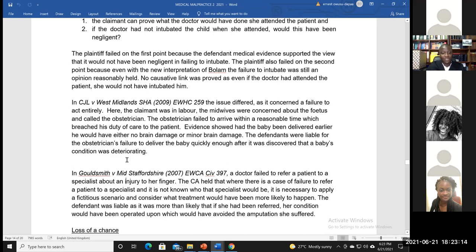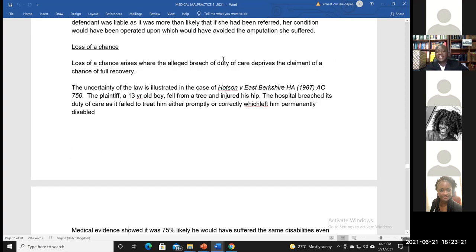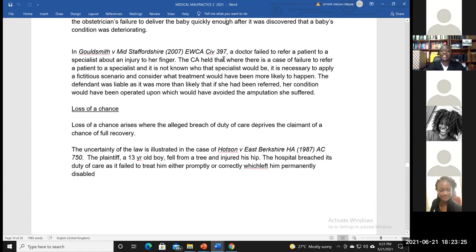Now, what about loss of chance? Loss of chance cases are where it is alleged that because of the breach of duty of care by the defendant, the plaintiff was deprived of a chance of full recovery. In other words, the plaintiff is saying that if the defendant had not done what he did, I would have recovered fully, or I would have survived. Of course, you've met loss of chance also in the general law of tort, as well as in the discussion of the Civil Liability Act of 1963.